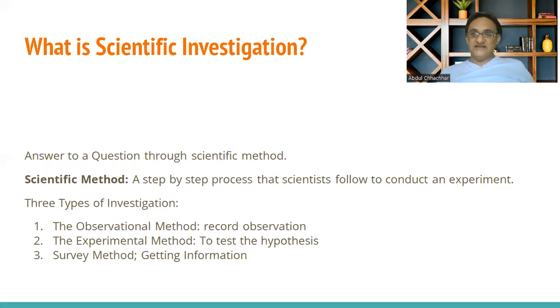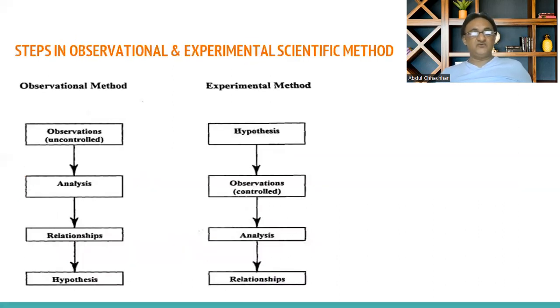There are three types of investigation: the observational method, the experimental method, and the survey method. The observational method, you should know, is about recording the observation. However, the experimental method is to test the hypothesis, and the survey method is for getting information. So they can ask you anything about these three things. So you have to go through that.